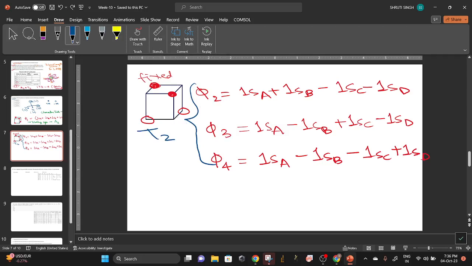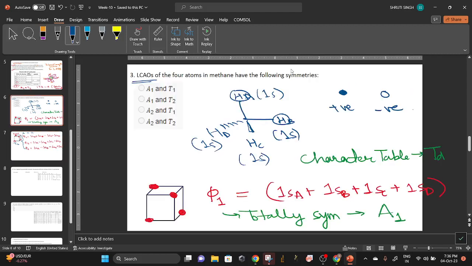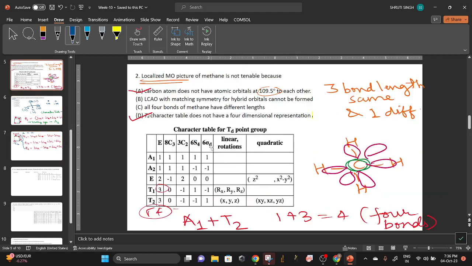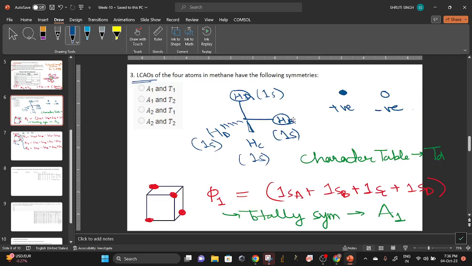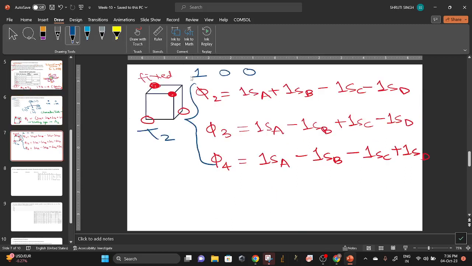So under E it will be 1, nothing will happen. Under C3 these will change places, so it will become 0. And under C2 also it will change place, so it will be 0, not the same. Next is S4 and sigma D. So S4, it will change places, so it should be 0, sigma D.